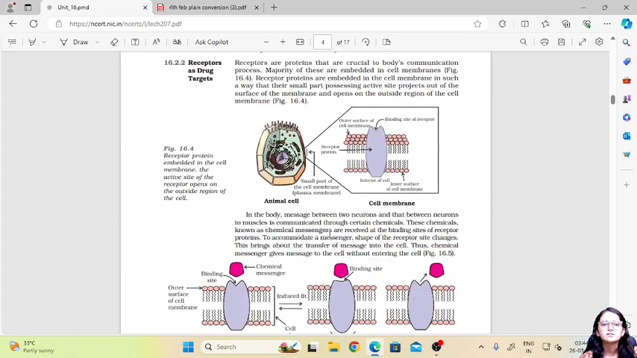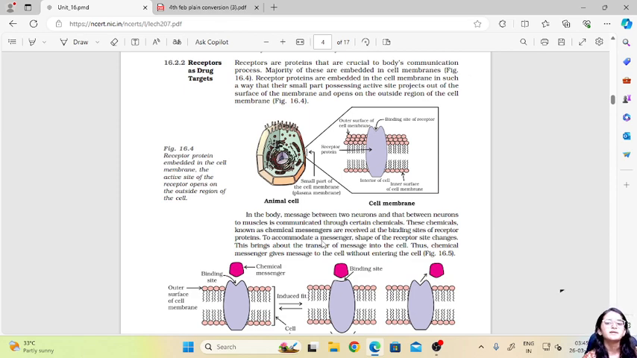Then receptors as drug targets. They are the proteins that are crucial to the body's communication process. Receptor proteins are embedded in the cell membrane in such a way that their small part possessing the active site projects out of the surface of the membrane and opens on the outside regions of the cell membrane. So we can see here the binding site of the receptor and the interior of the cell.